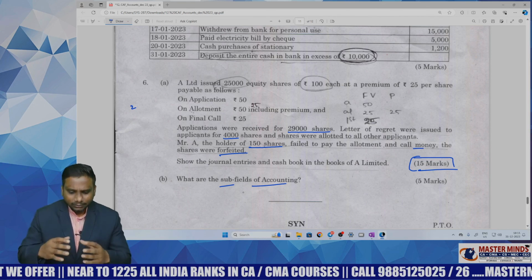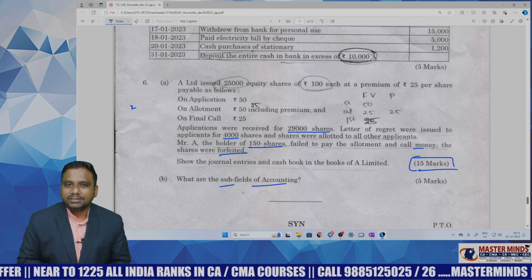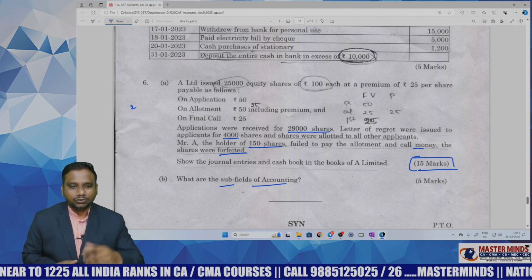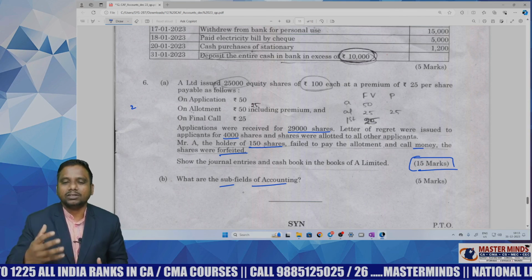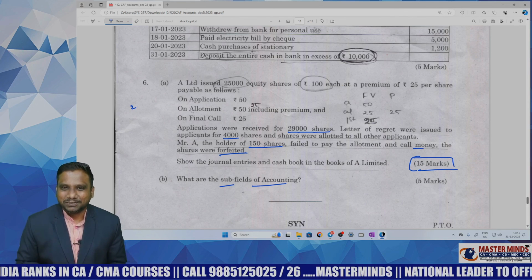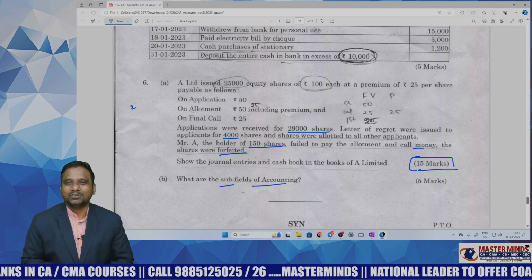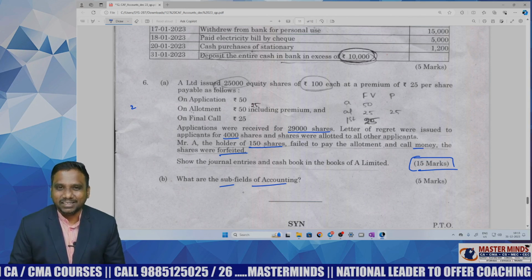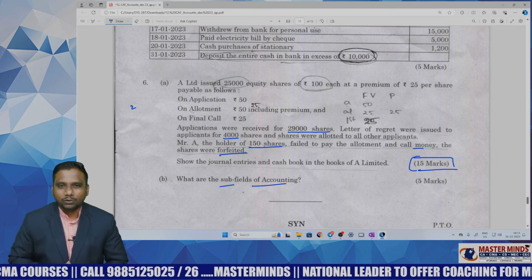And next, all the best for the next exam, students. So this question paper is easy. Hope the next exams also will get easy question papers, because this is the last attempt for old syllabus students. Yes or no? All the best, students, for your next exam.